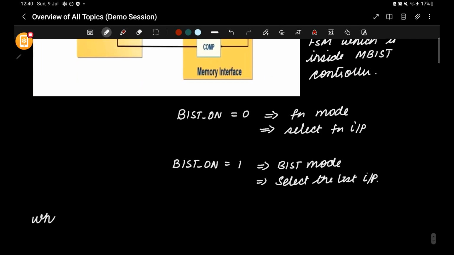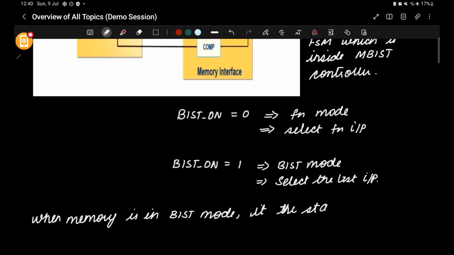So when memory is in BIST mode, that is when the BIST on signal is 1, it starts the BIST algorithm. There will be various algorithms actually. We will discuss a few small algorithms like the 0-1 algorithm, checkerboard algorithm, and the March algorithms, and how they detect faults. Various faults in memories will also be covered, like coupling faults, neighborhood pattern sensitive faults, stuck-at faults, and transition faults. We will see how these algorithms cover the faults.